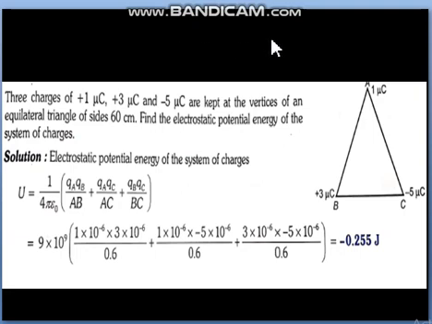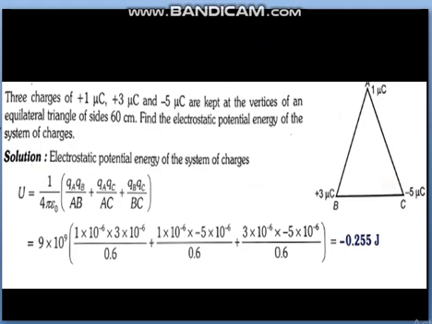Students, now we are going to understand in this sheet the numericals based on electrostatic potential energy calculation. We have here two questions. In the first question we will apply a direct formula, and in the second question we have to follow a procedure to find the electrostatic potential energy. So let us start the first question.